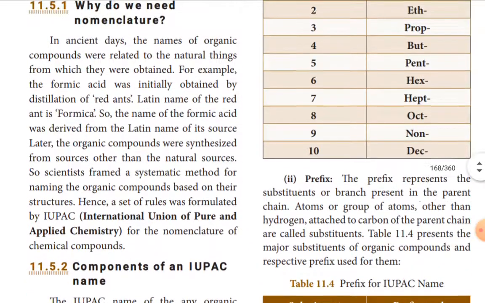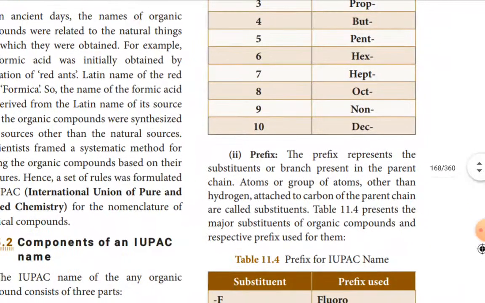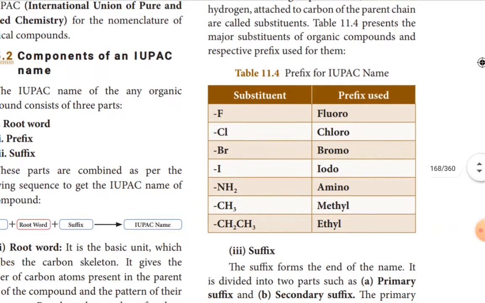Next, let us see prefix. Prefix is the phrase before the root word, the beginning word of the organic compound. Prefix is based on the substituent or branch. What is called a substituent? Atoms or groups of atoms other than hydrogen attached to the carbon skeleton. That is called prefix. Usually this prefix comes at the beginning of the name of the organic compound. Some examples are fluoro, chloro, bromo, iodo.